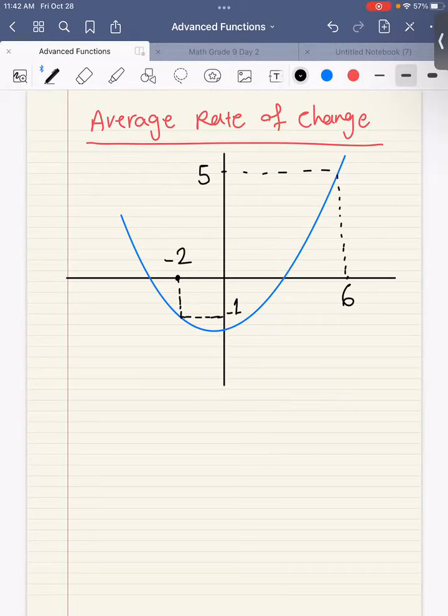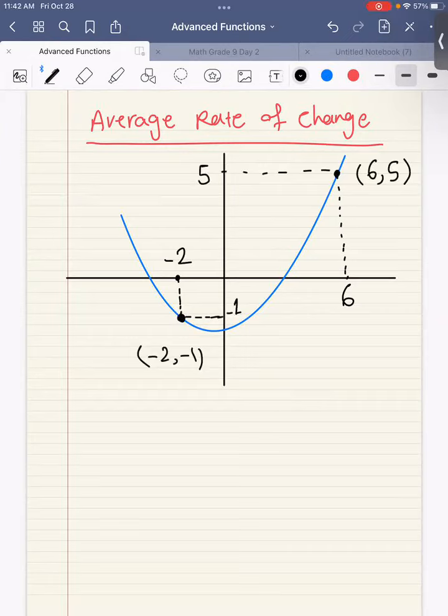Okay. So you have 2 points. One point is (-2, -1) on the graph. Another point is (6, 5).